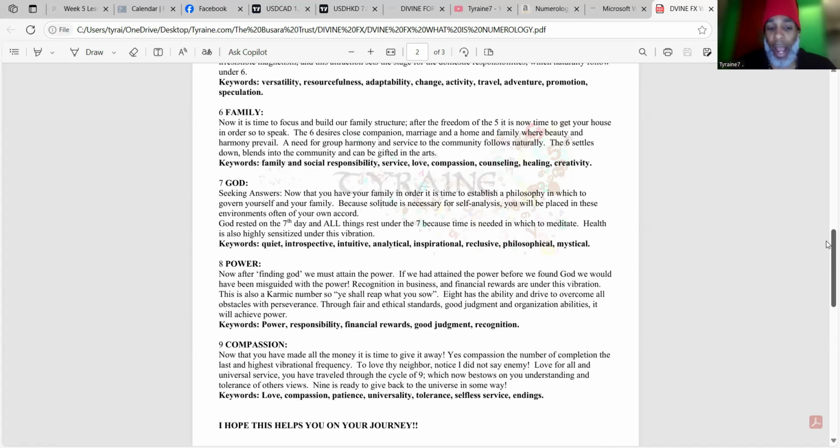So, as I also have the nine energy as well, because I was born on the 27th. 2 plus 7 is 9. So there's the nine energy as well. We're not just one number, guys. We all have a makeup.